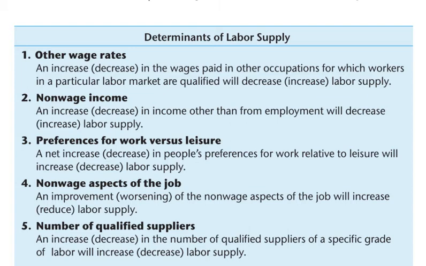And lastly is the number of qualified suppliers of that particular job. For example, if there are more suppliers for a particular job, such as more universities now opening up faculties that can provide a diploma or degree in education, the increase in education faculties would mean more supply of teachers in the economy. And as a consequence, the supply of teachers in the economy will shift to the right. These are 5 factors that would shift the labor supply curve.